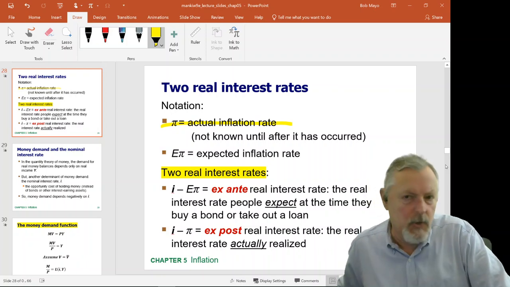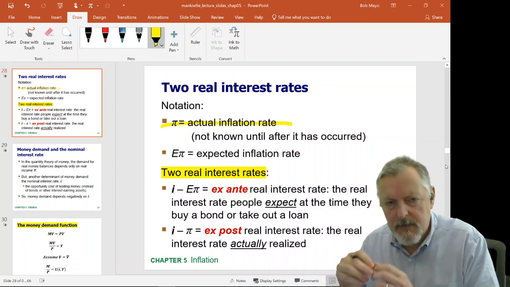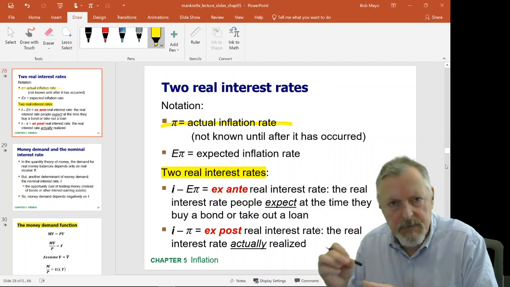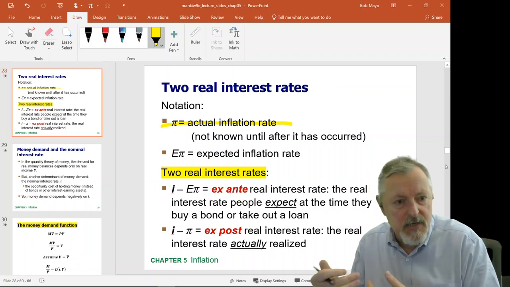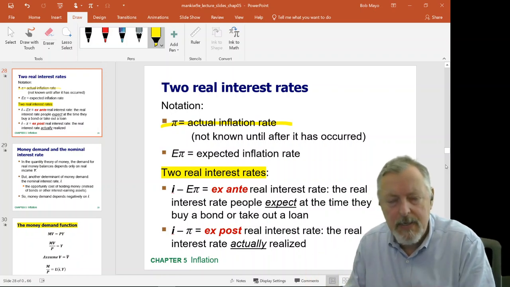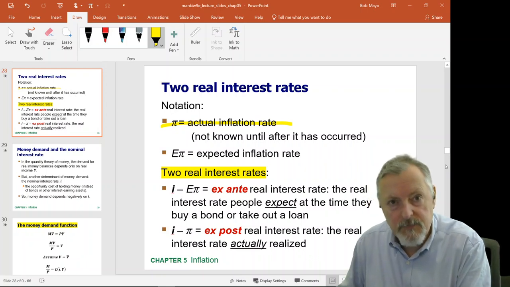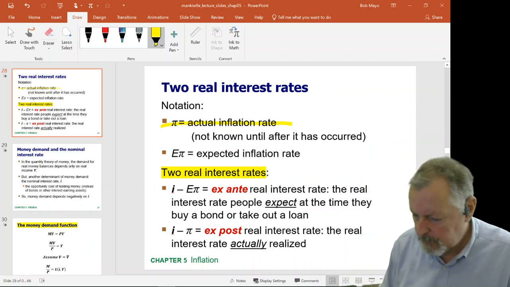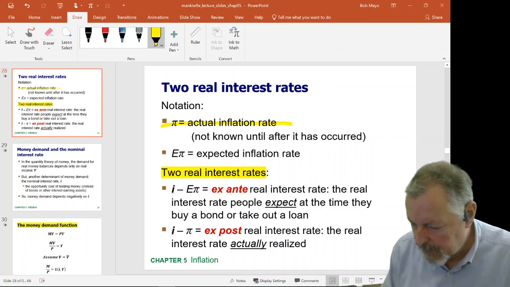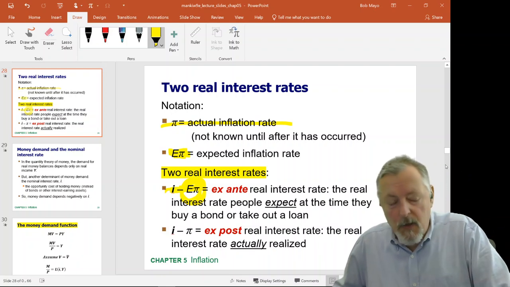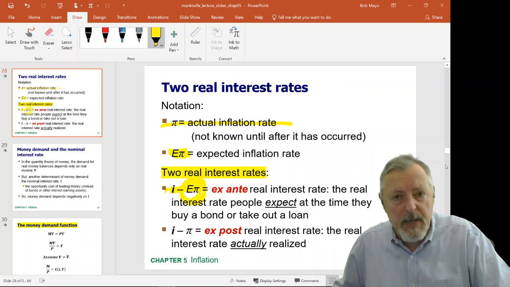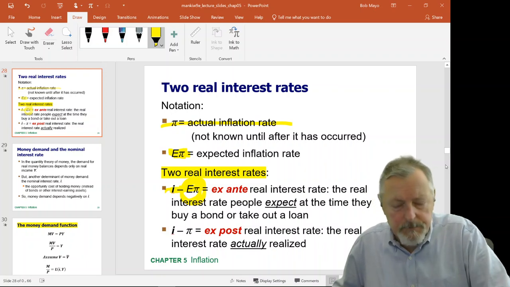But when you're making the contract and you're trying to decide how much extra interest you want to get on top of the real return to compensate you for the inflation that's going to happen, you have to guess. What will inflation be over the term of the loan? That's this term, EPI. EPI is the expected inflation rate. Over long periods of time, the expected rate will equal the actual rate of inflation. But over short periods of time, you can guess wrong.